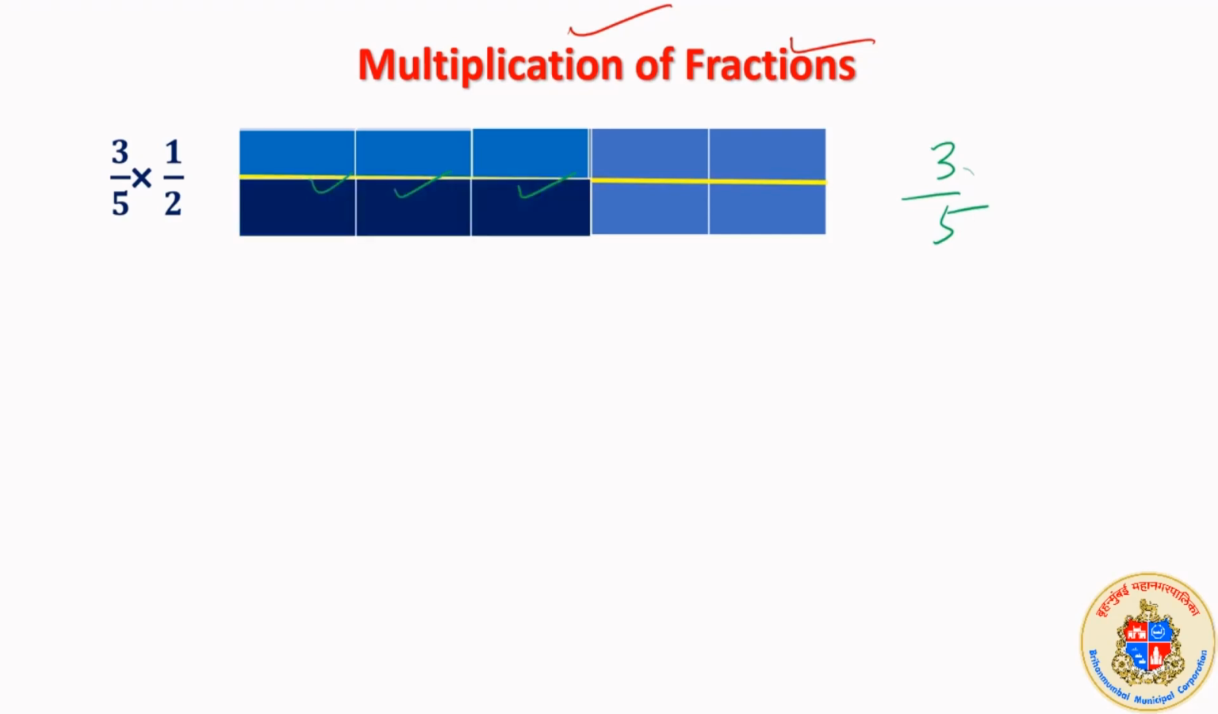So this dark blue is half of 3 upon 5, or 3 upon 5 into half. 3 upon 5 into half is what is dark here. How much is this? First it was 3 upon 5 which I marked. Now 3 upon 5 again.